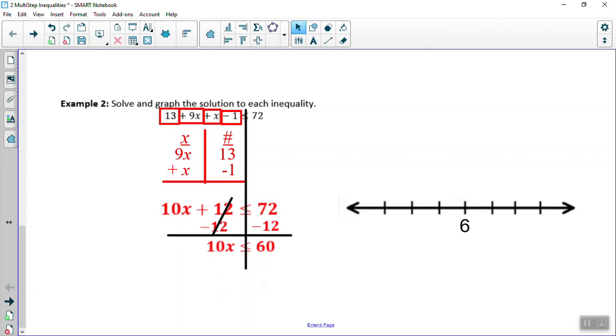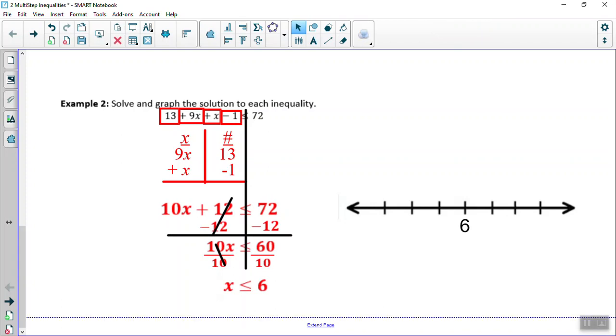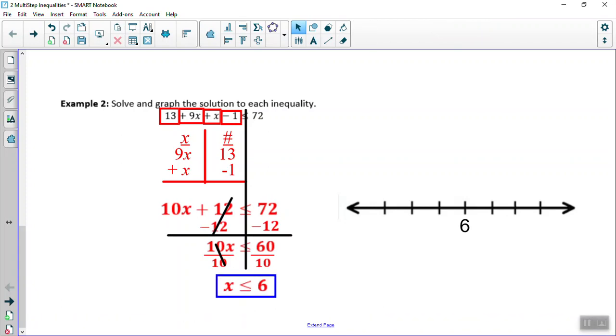All right, now to split the 10 from the x, I'm going to divide both sides by 10. That cancels out these 10s. And now I'm left with x is less than or equal to 6. So now I can come over here and I can graph that. All right, this time it's got that equal to, which means I'm going to include 6 as part of my solution. So I'm going to put a closed circle over the 6.